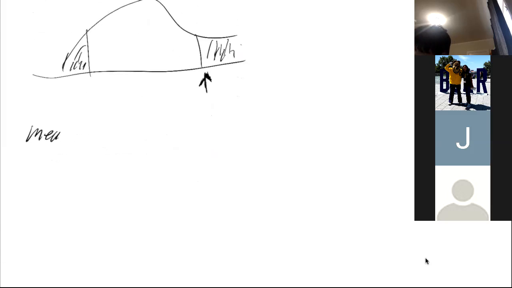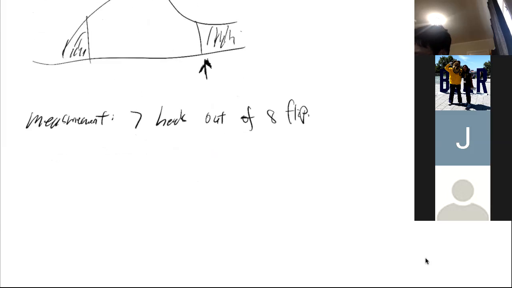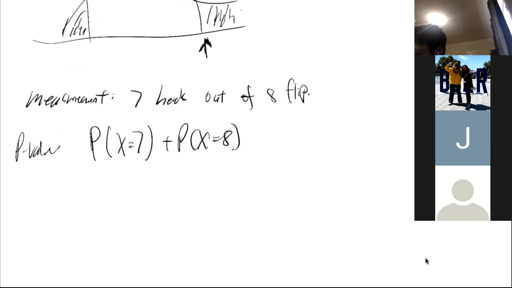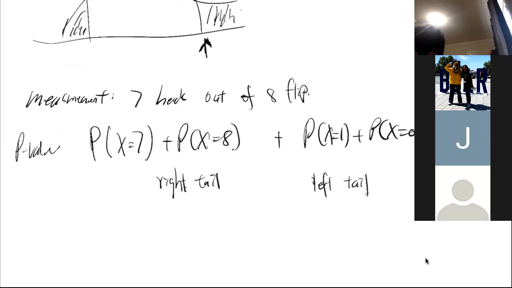So our measurement result is 7 heads out of 8 flips. On the right tail, the p-value is P(X=7) plus P(X=8). But remember, this is a two-sided test, so we also need to include the left tail, which is P(X=1) plus P(X=0).